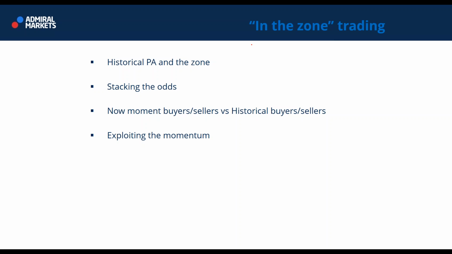Now, in the zone trading, always use historical price action. So supply and demand are always drawn in historical conjunction. You will always see historical versus now moment price action. Well, that history can be short-term history or longer-term history, but it uses the history definitely.